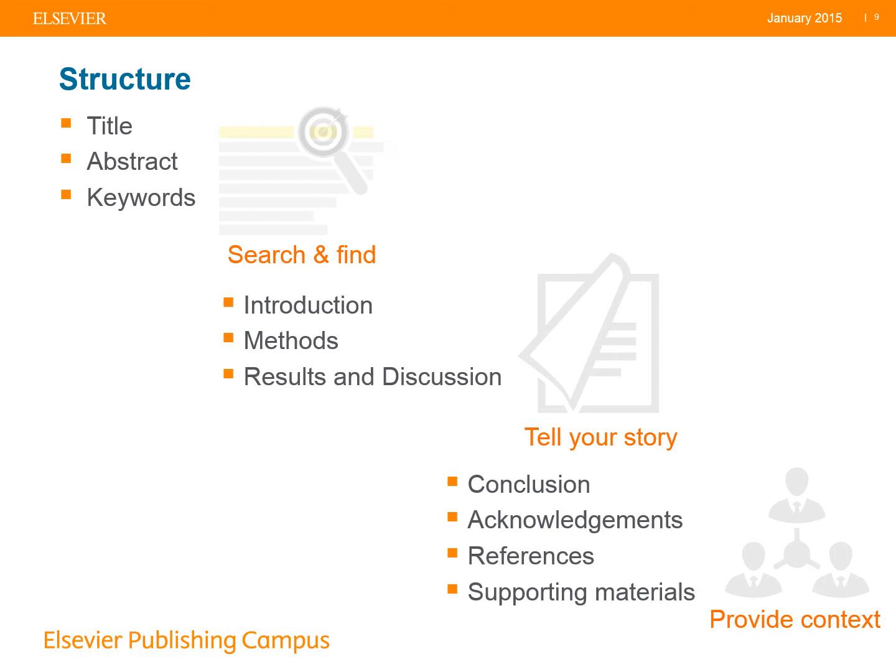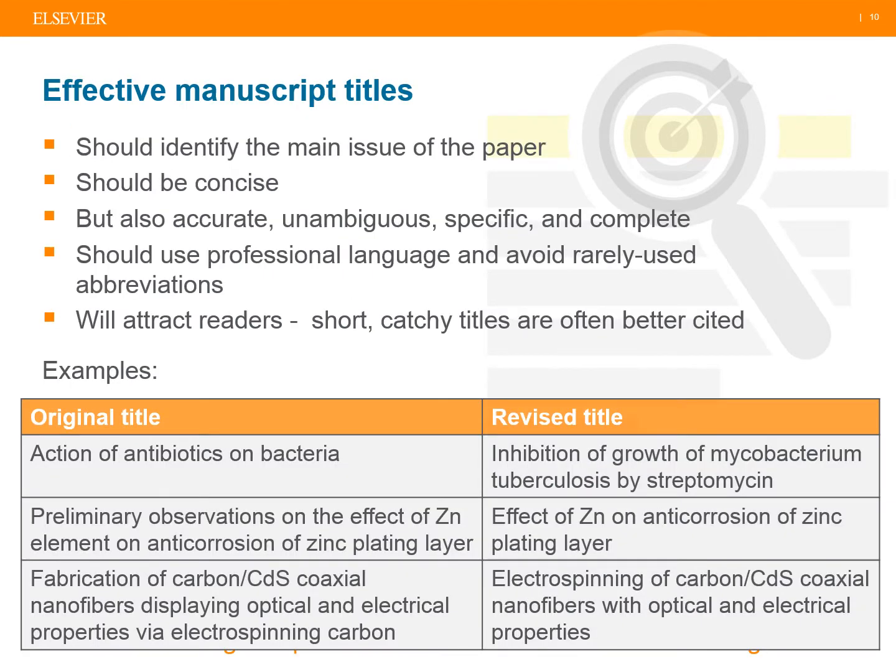When you want to start, you have to know about the structure. Normally, we can divide the structure into three. In the first part, you have to write the title, abstract, and keywords. In the second section, you have to write the introduction, methods, results, and discussion. When it comes to the third section, you are going to write the conclusion, acknowledgement, references, and maybe you have some supporting materials. How to write your title?